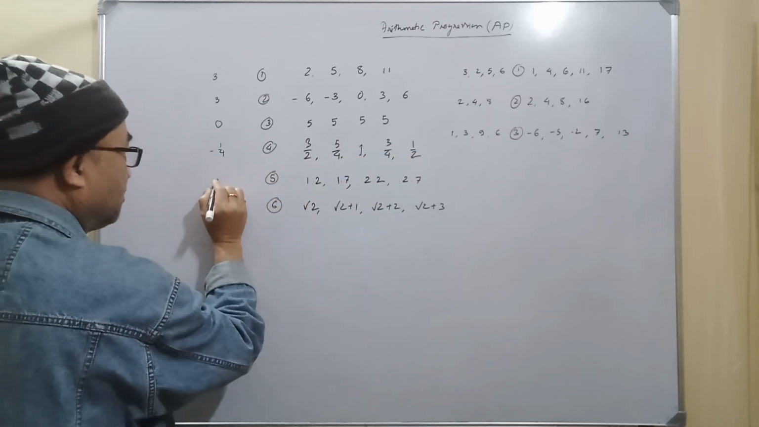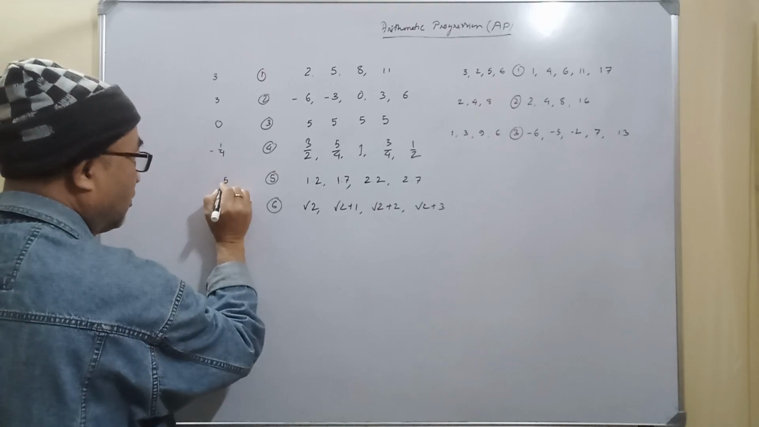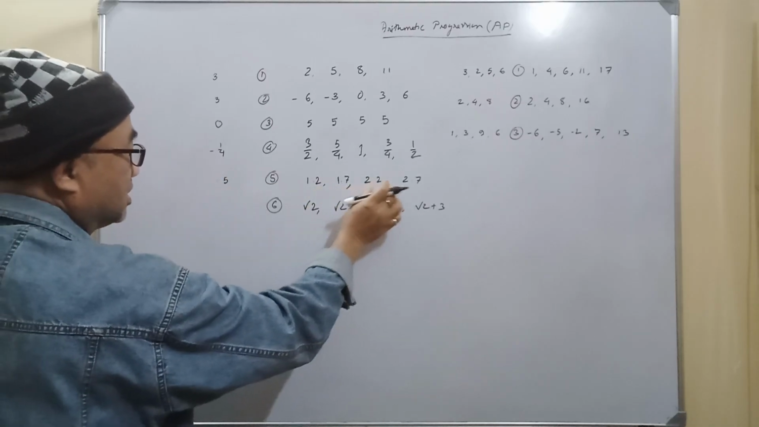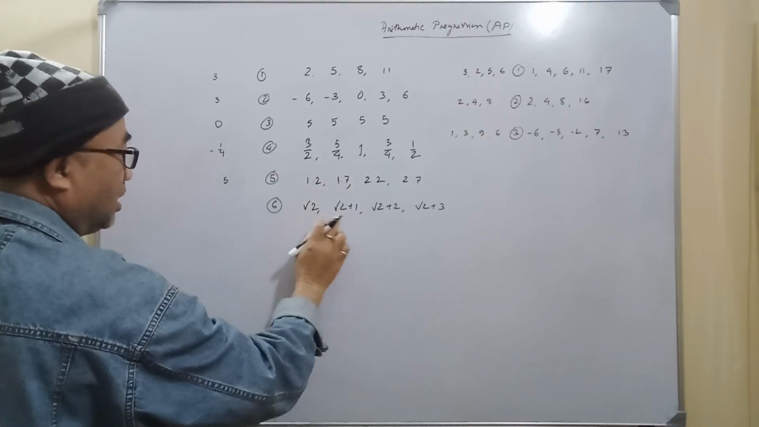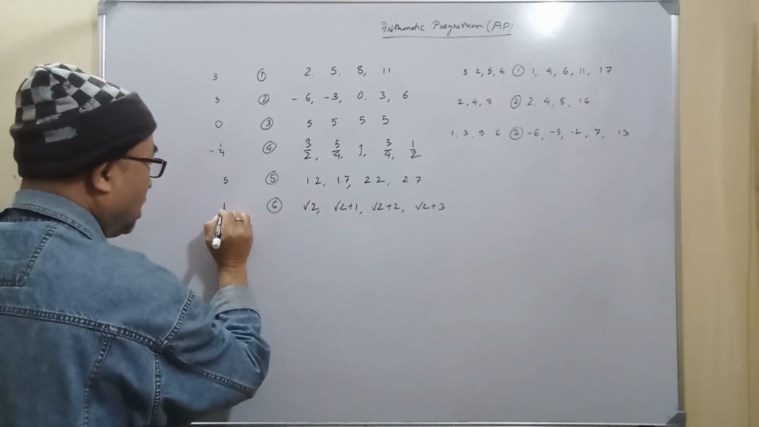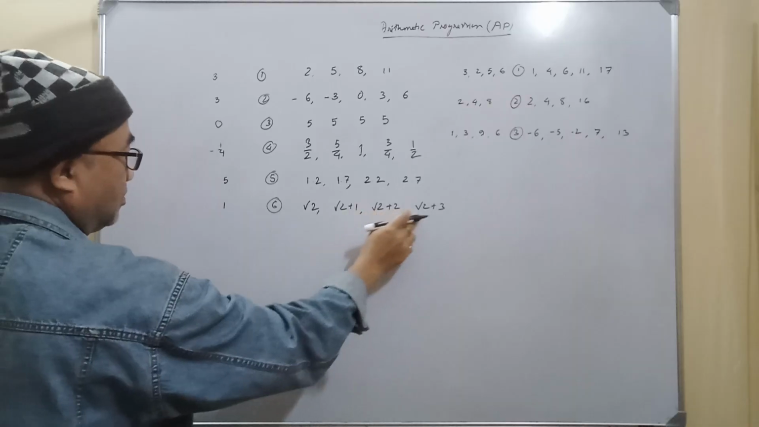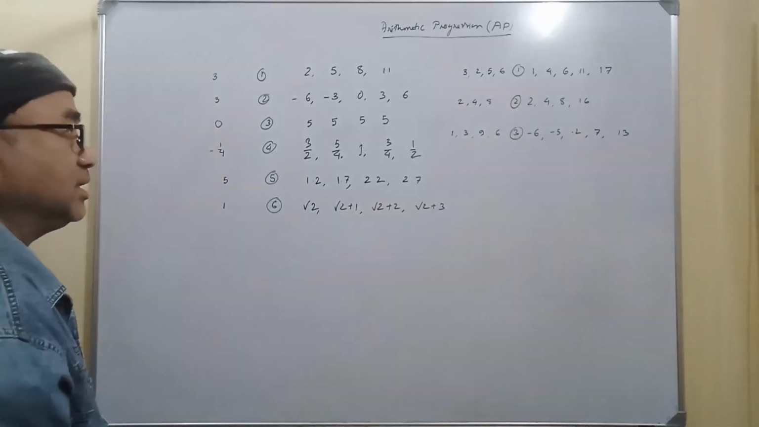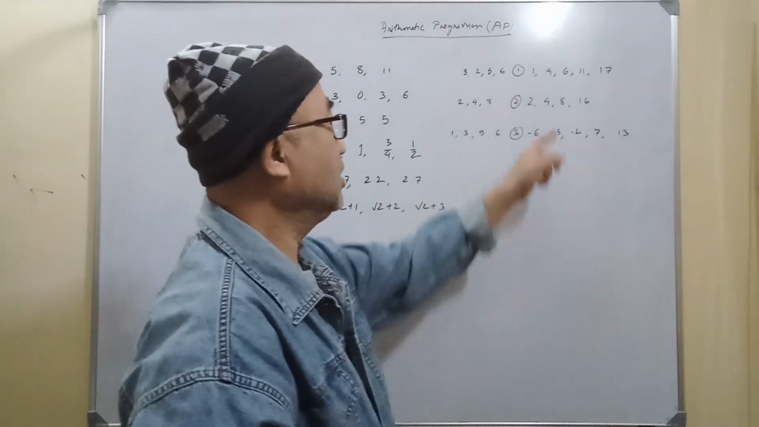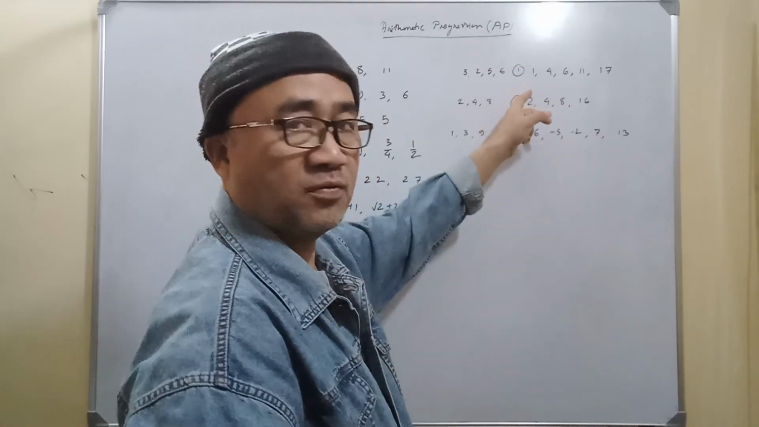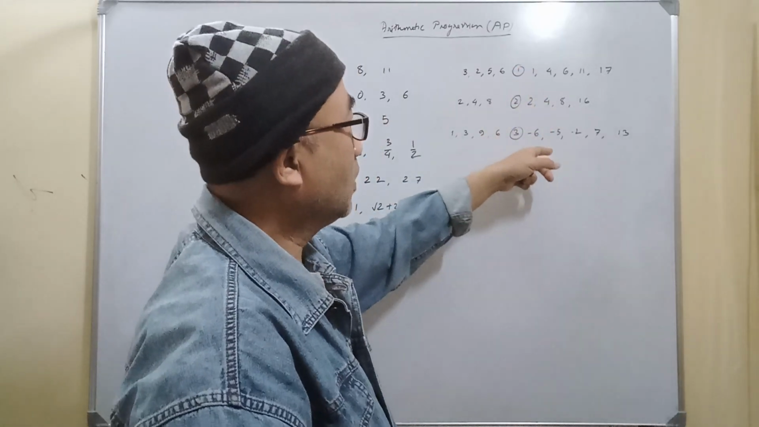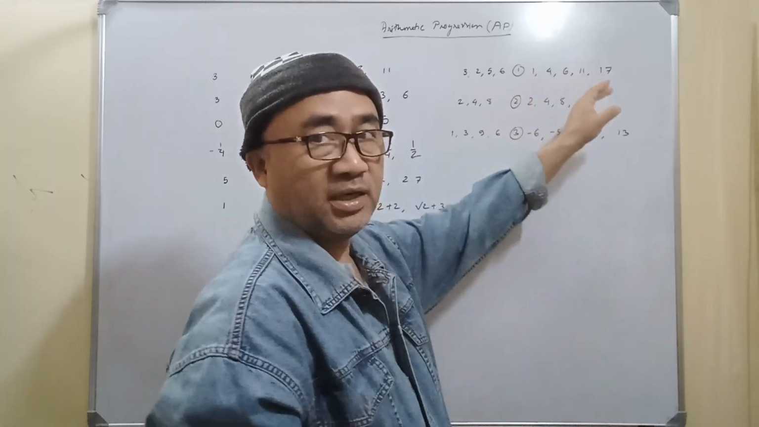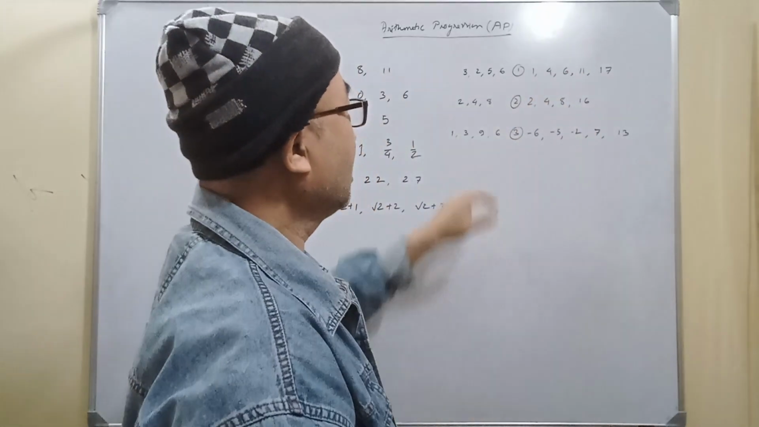Similarly, here also the difference is 0.5. Between this and between this also it is the same. And here also the difference is plus 1. So you can see, on the right hand side, we have sequences of numbers where the difference between any two consecutive terms is different.